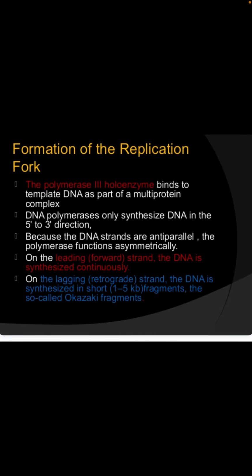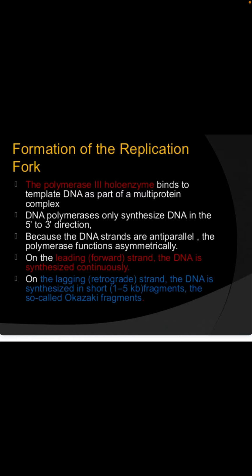So the DNA polymerase is only able to move in the 5' to 3' direction, and because the DNA strands are antiparallel, the polymerase functions asymmetrically. Like I was telling you before, the one strand would be called the leading, the forward strand. The DNA is synthesized continuously because the function of the DNA polymerase is only to move in the which direction? The 5' to 3' direction. But what happens on the antiparallel, the other strand, the lagging strand, the retrograde strand? The DNA is synthesized in the form of small fragments.